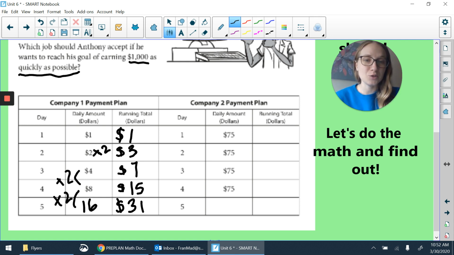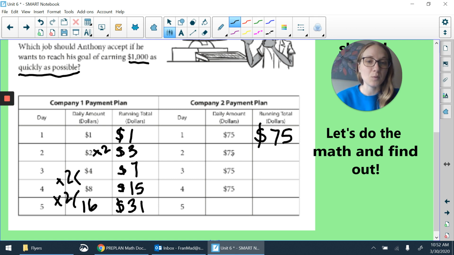Let's go over to company 2's payment plan. Again, I have the days 1 through 5, the daily amount that he's earning. So what is he earning on day 1? What's he earning on day 2? And then we are going to fill in our running total in dollars together. Okay, so on day 1, he earned $75. So what does he have in his savings? $75. On day 2, he earned another $75.